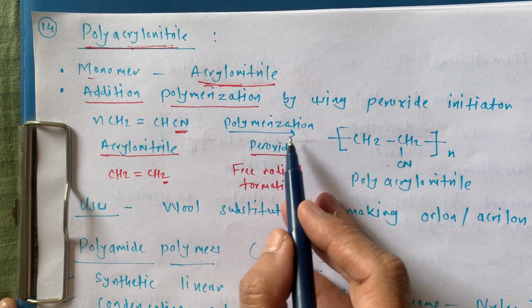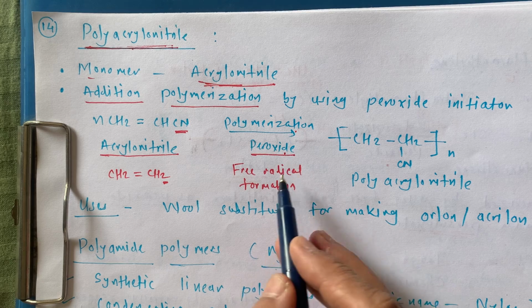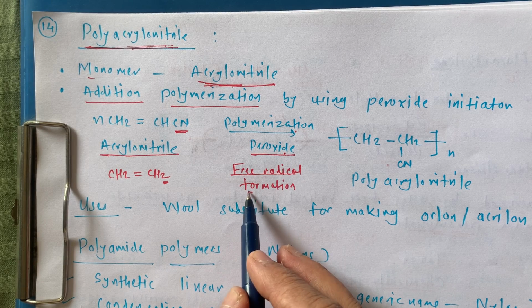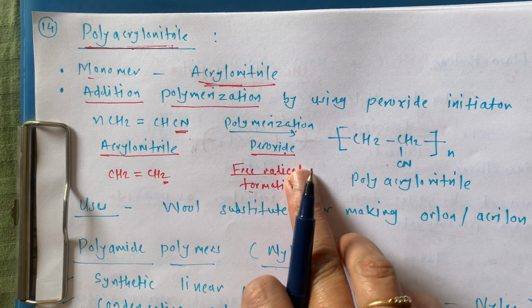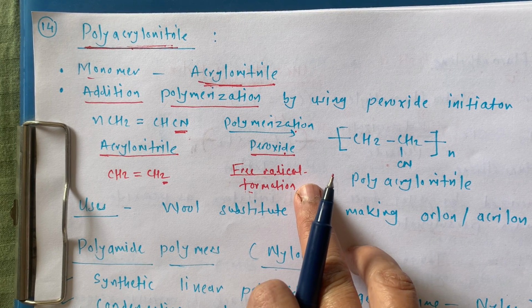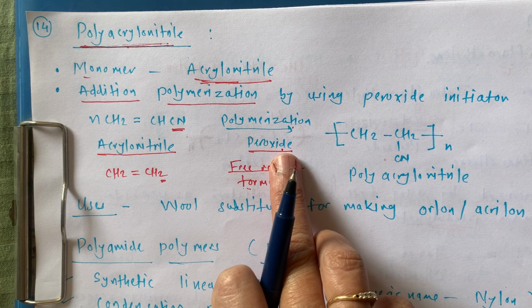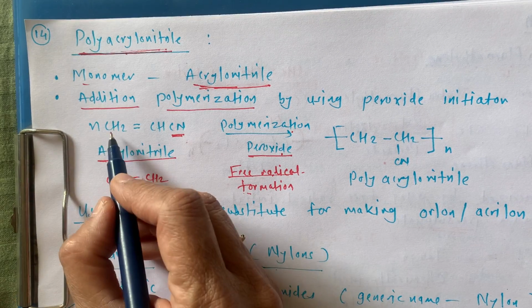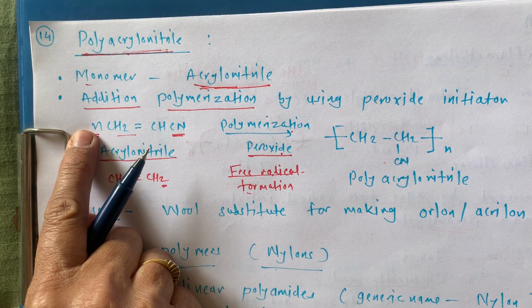Again here it is the polymerization. So when we use peroxide, definitely that is free radical formation. This is the free radical initiation, then propagation, and then the termination. This is the mechanism when we use peroxide. Now what is going to happen? These are the monomers. We have taken n number of monomers.